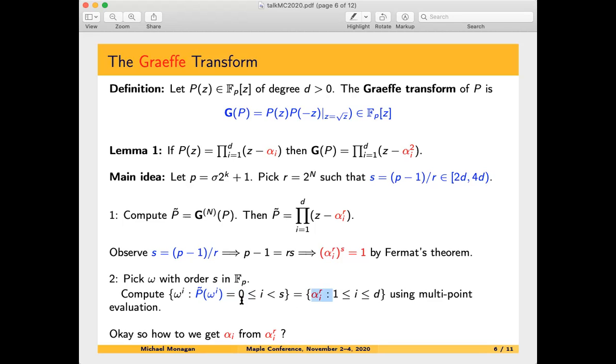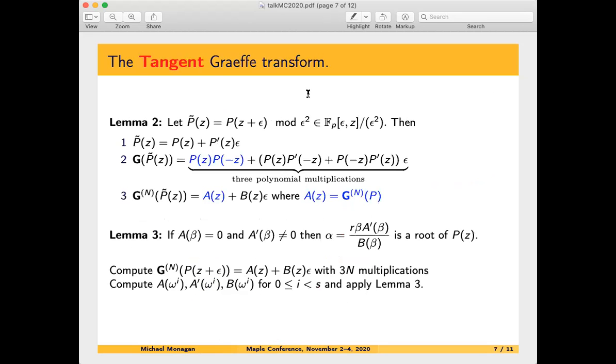And the way we're going to do that is, well, this is a multi-point evaluation problem. We know how to do that. So in this way, I get the rth powers of the roots of my polynomial. Question, how do I get the roots of the polynomial from the rth powers? That's the second idea. That's why the algorithm is called the tangent Graeffe transform. You'll see the tangent coming in a moment.